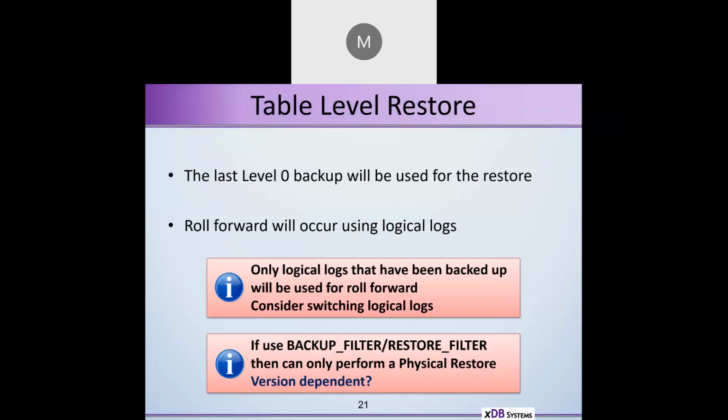Okay, so a few things about the restore. Now, the last level 0 backup will be used for the restore. We can't go through level 1s, but archecker will attempt to roll forward through the logical logs. It will just replay those logical logs, look for activity against that table, and replay them.